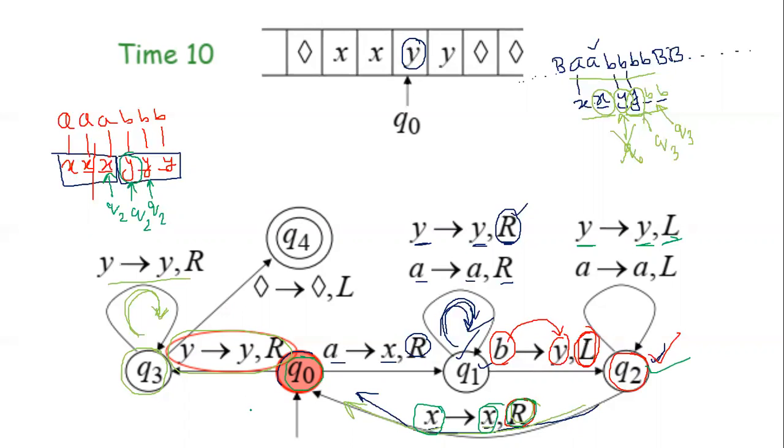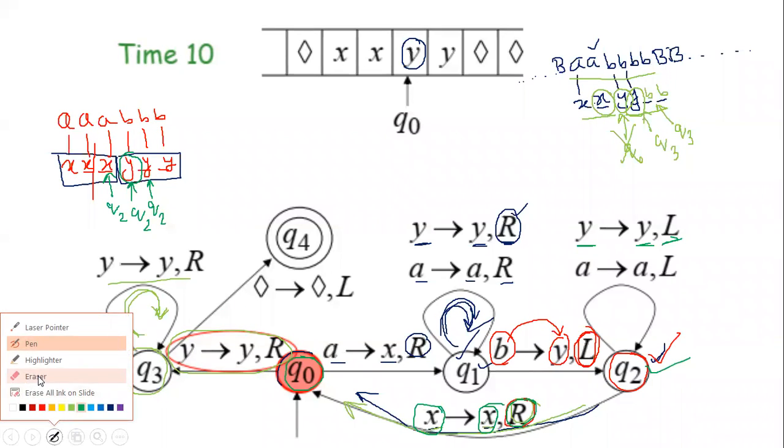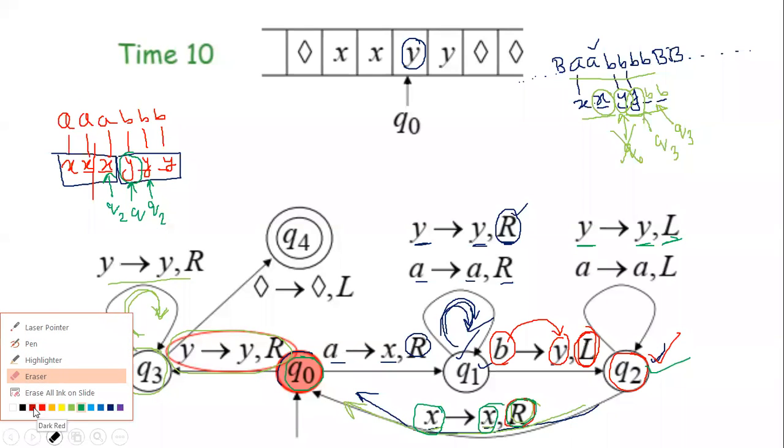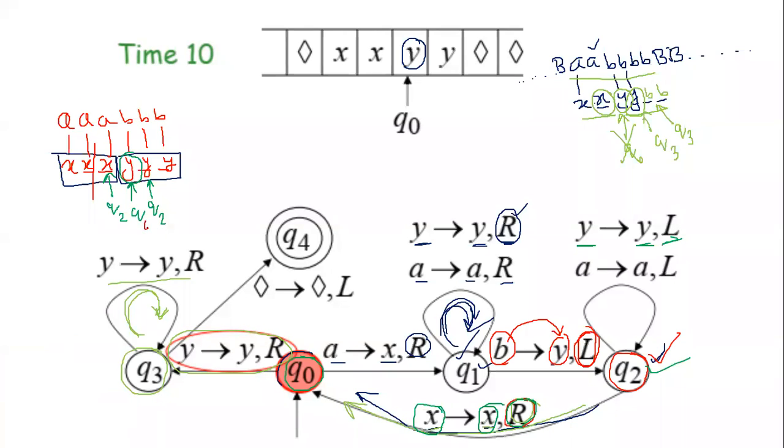So now this state will become Q0. Forget about this part, because these states are already finished. You are in Q0, and what do you see? You got a Y.